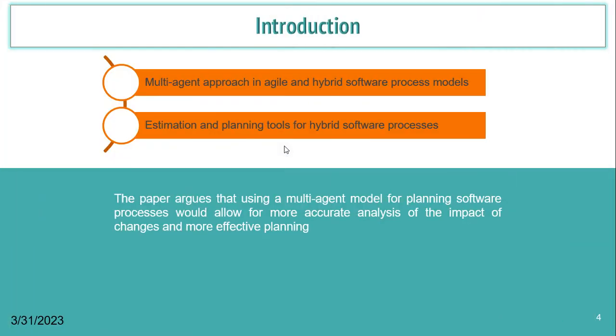Introduction. This paper discusses the multi-agent approach in agile. Basically, it discusses two topics: the multi-agent approach in agile and hybrid software process models, and estimation and planning tools for hybrid software processes. The paper argues that using a multi-agent model for planning a software process would allow for more accurate analysis of the impact of change and more effective planning.